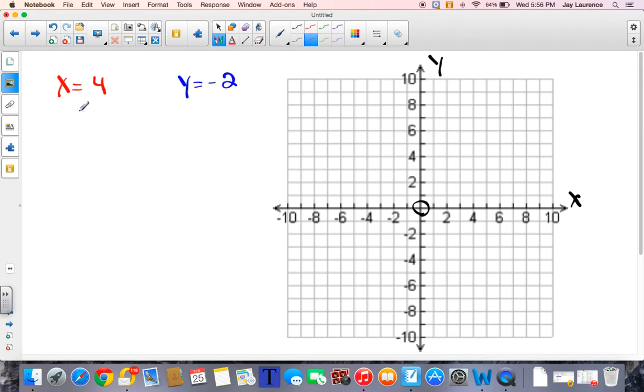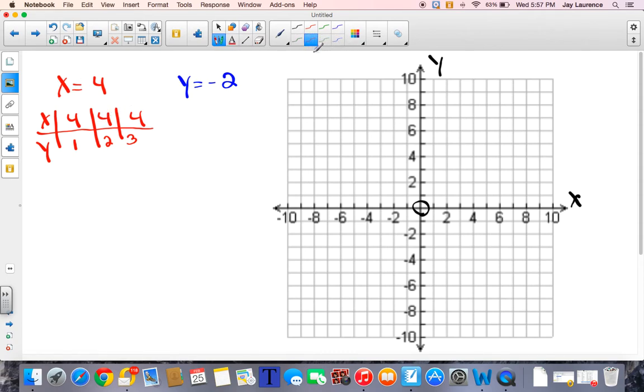Okay, let's do the red one first. x equals 4. Now there's really two ways to think about it. You could think about a table and x has to be 4. And you can pick your other y's. For example, you could go 1, 2, 3. How do I know x has to be the same? Because it says x equals 4. So you could plot those 3 points and you have your line.